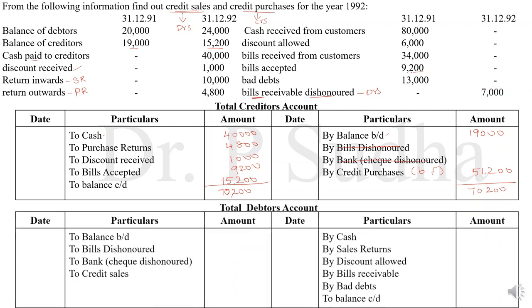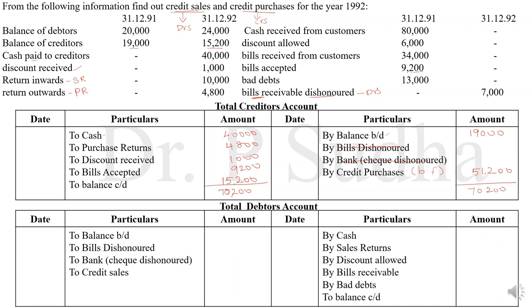Then we will prepare total debtors account. Debtors is an asset, so opening balance will be in the debit side. Opening balance is 20,000. Closing balance is 24,000. Okay, then cash received from customer. So you should be very clear. Cash paid will go to creditors account. Cash received will go to debtors account. Cash paid creditors, cash received debtors. It is 80,000 rupees. Then sales returns. See here, return inwards is sales returns. It is 10,000 rupees.